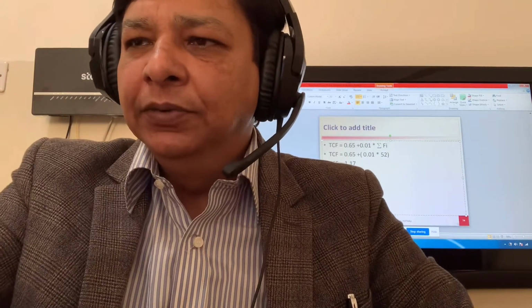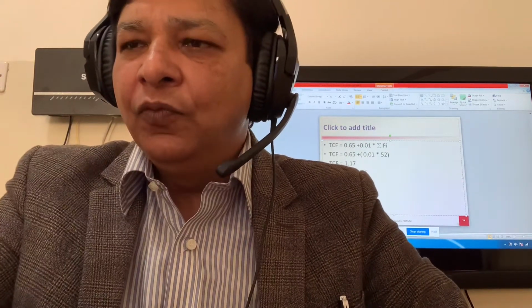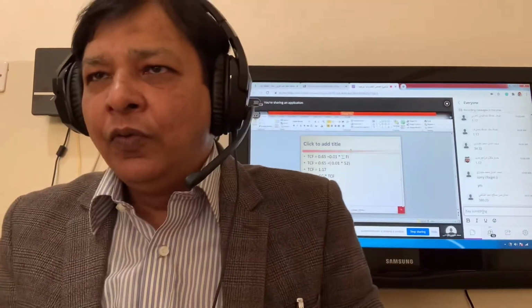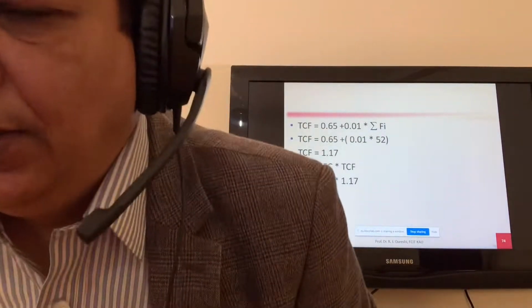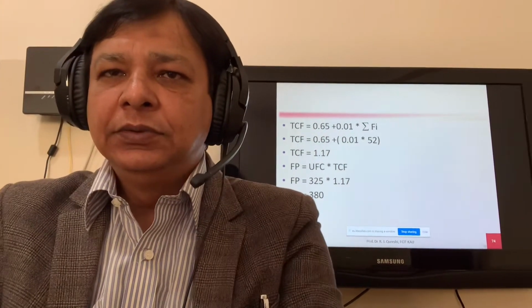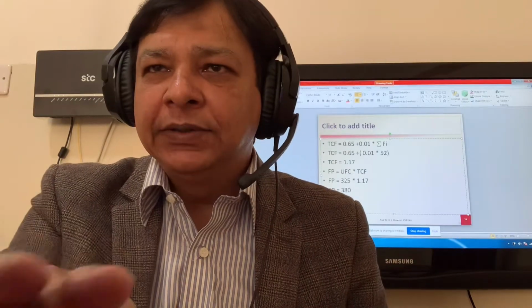Function point is equal to, the formula is UFC multiplied by TCF. So function point is equal to the UFC value 325 multiplied by 1.17. Very good. We can write it as 380. The function point is equal to 380. Now we move to the exercise.